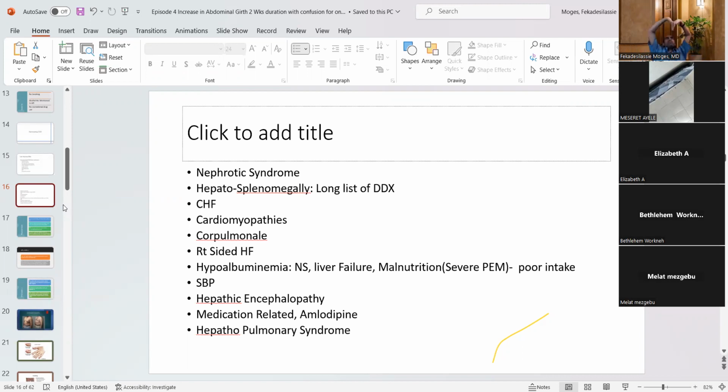On inspection, see for the symmetry of the distension. Yes, it is symmetrically distended abdomen. Are there any flank fullness? The flanks are full. Any dilated veins? Visible dilated? Yes, there are dilated veins, especially below the umbilicus.